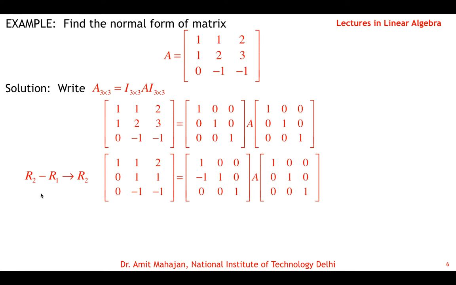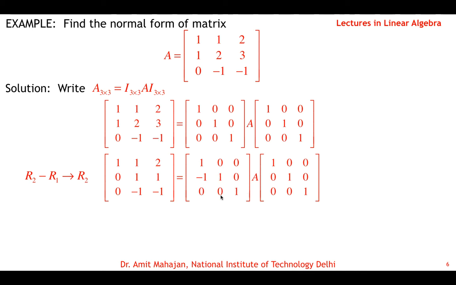Whenever we apply a row operation, the same row operation is to be applied on the pre-matrix, not on the post matrix. So the post matrix remains the same. On the pre-matrix we apply the same row operation, row 2 minus row 1, with impact on row 2. So row 2 changes as row 2 minus row 1, so 0 minus 1 becomes minus 1, 1 minus 0 is 1, and 0 minus 0 is 0. The first row and third row remain the same.